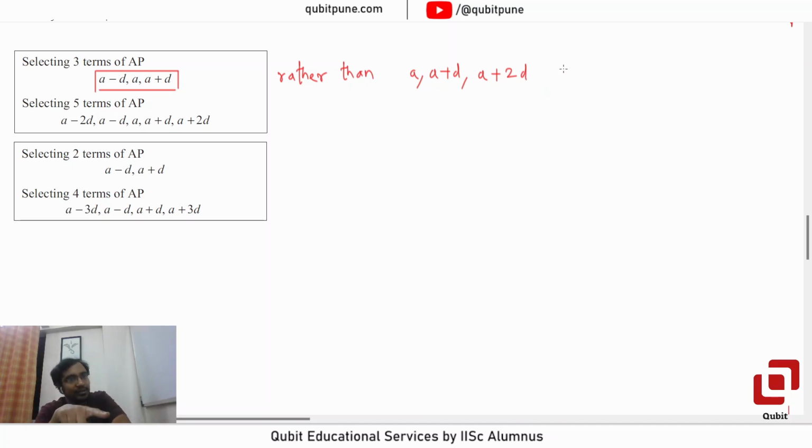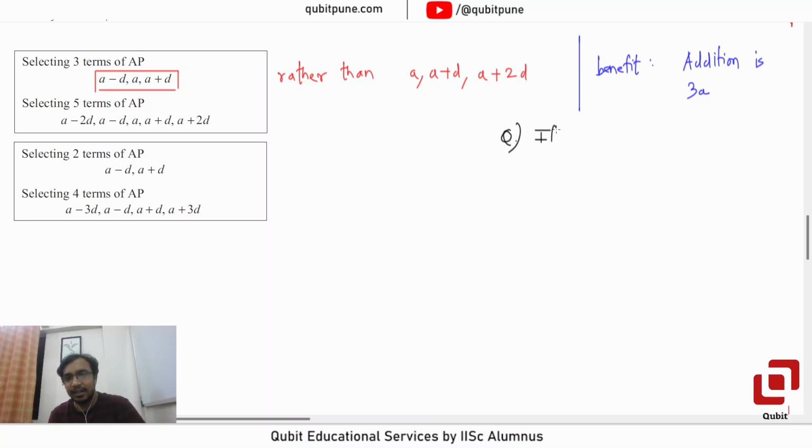We can still do A plus D and A plus 2D. But the benefit of choosing the three terms as A minus D, A, A plus D is that the addition does not involve D. So if we know the three terms, rather their addition, then it's just 3A.